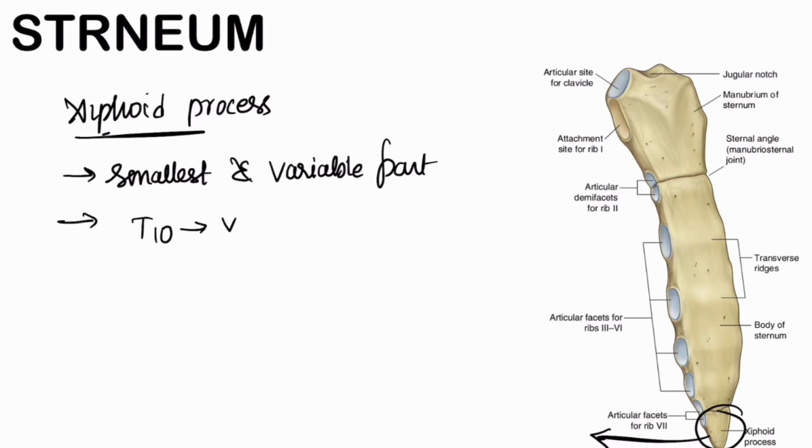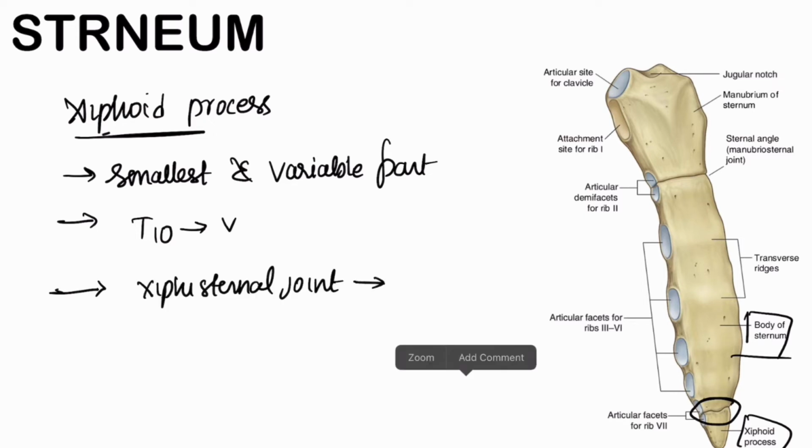Between the xiphoid process and the body of the sternum, we have this xiphisternal joint. This is the xiphisternal joint here. This xiphisternal joint is a primary cartilaginous joint.